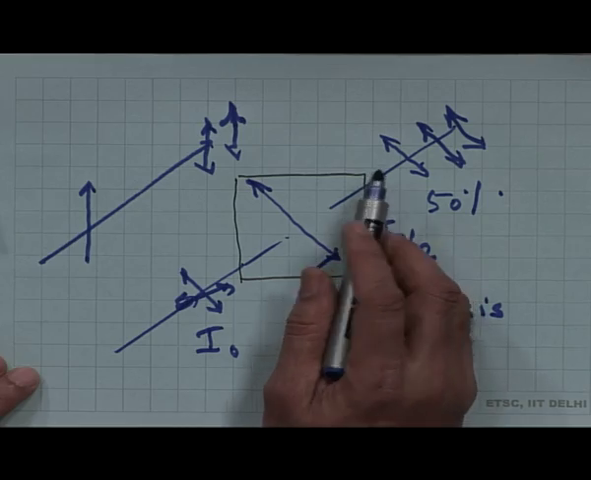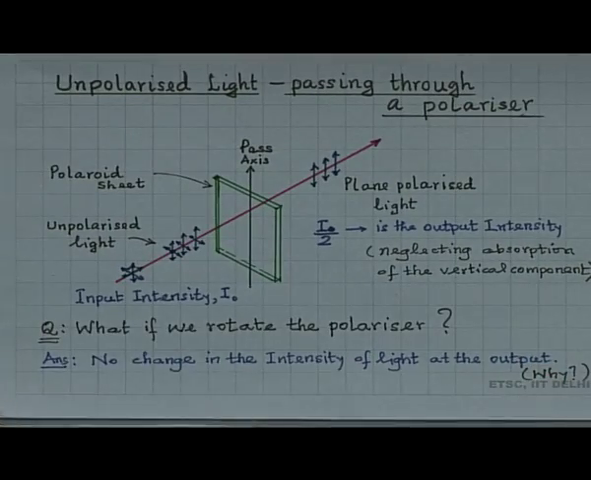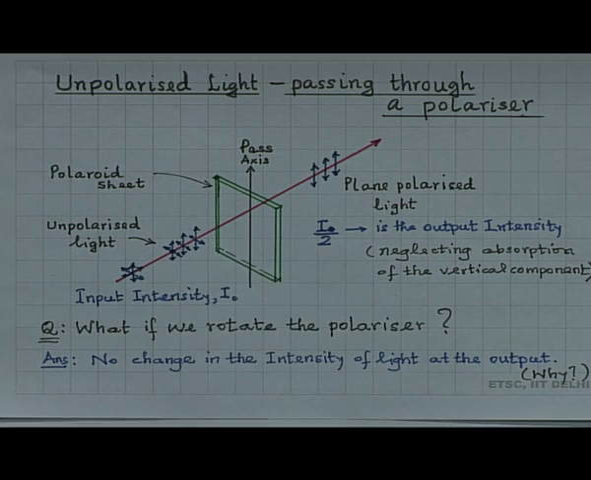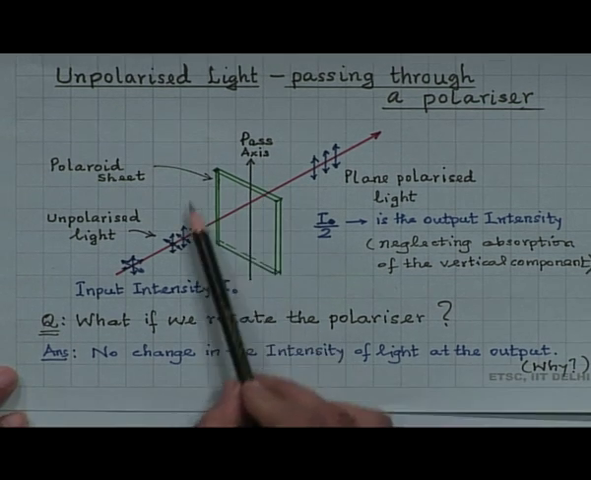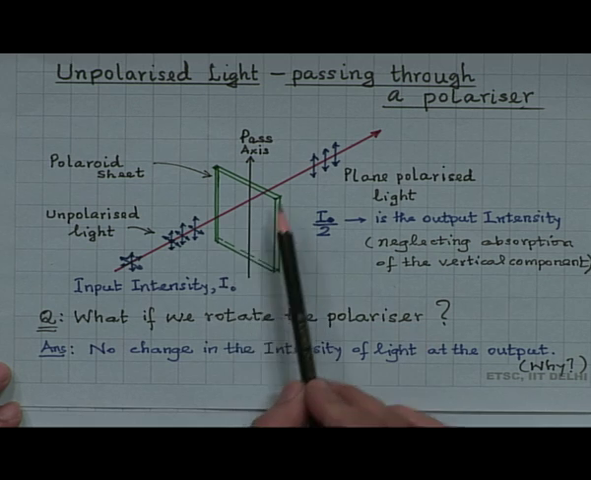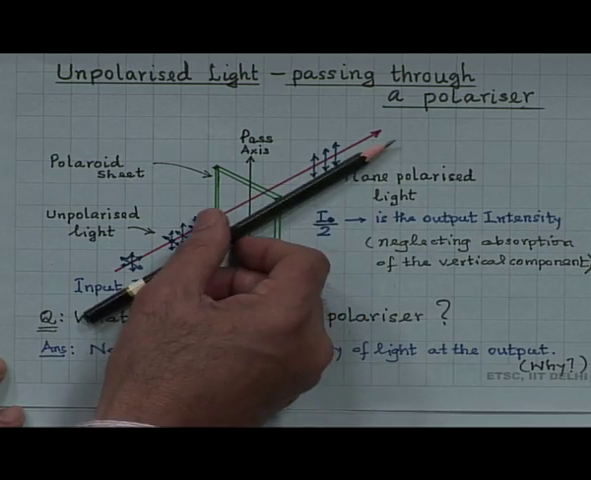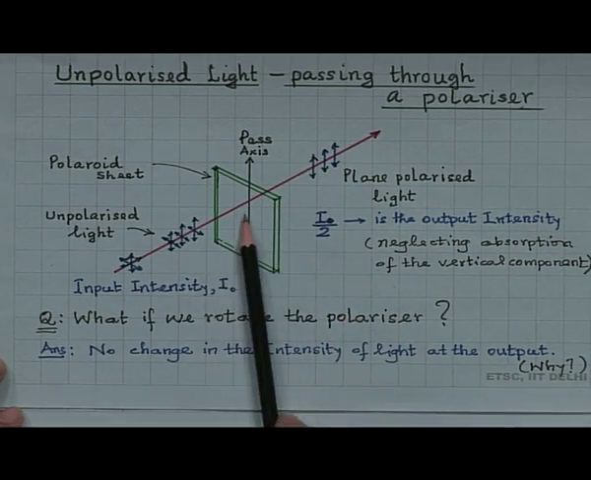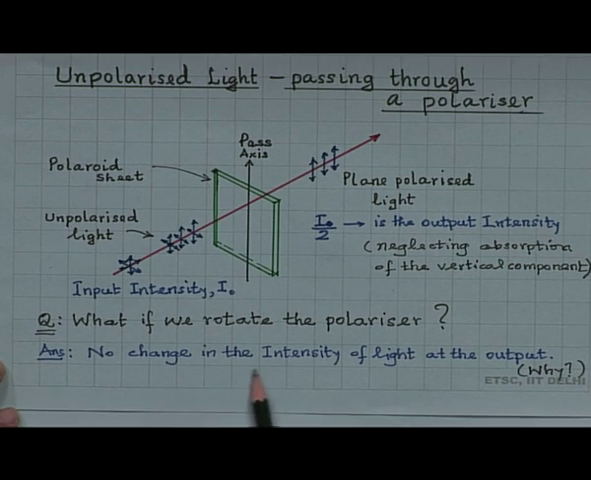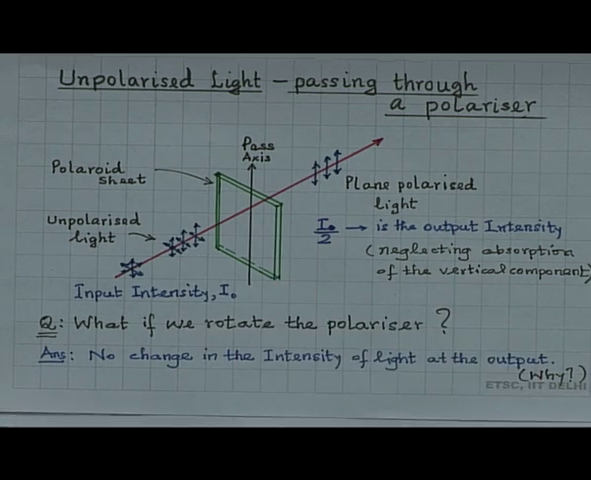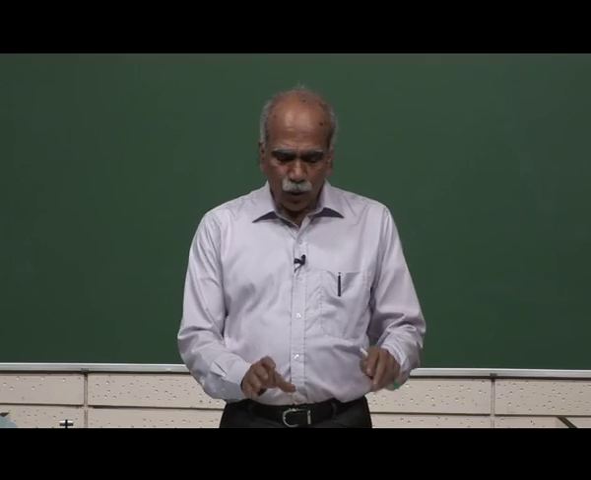What it means is, if you launch unpolarized light through a polarizer and rotate the polarizer about an axis, obviously the pass axis rotates, but there is no change in the intensity of light at the output. We have already answered this question why. Unpolarized light passing through a polarizer. This is one of the ways.